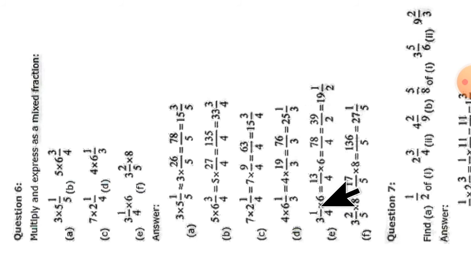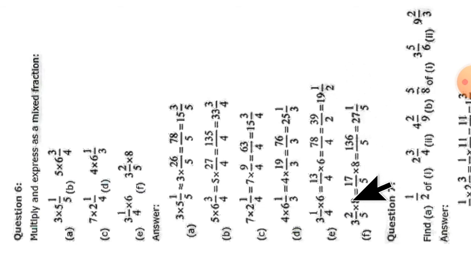Now 3 integer 1 upon 4 into 6 equals, 4 3s are 12, 12 plus 1, 13 upon 4. So 13 upon 4 into 6. 6 into 13 will be 78. 78 upon 4 equals, cut by 2 table. 2 2s are 4, 2 39s are 78. So 39 upon 2 equals, divide 39 by 2, you will get 19 integer 1 upon 2.